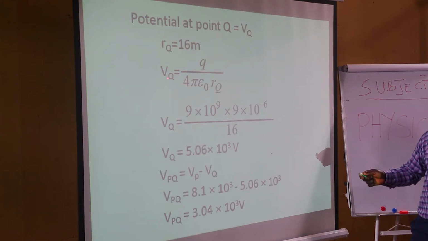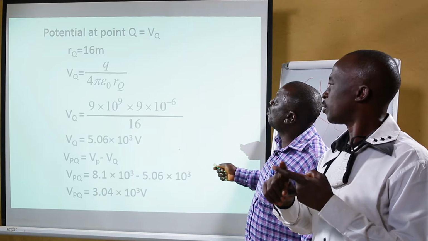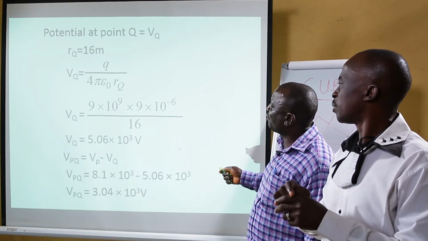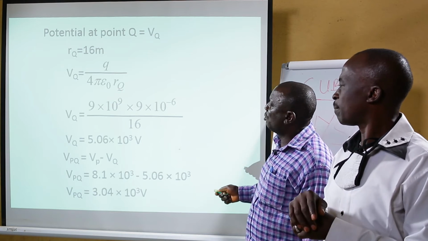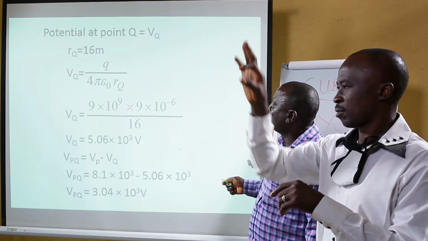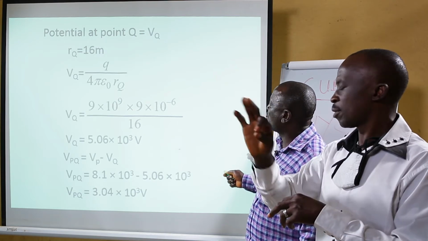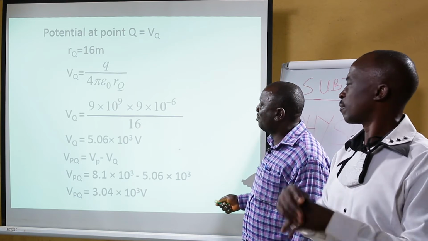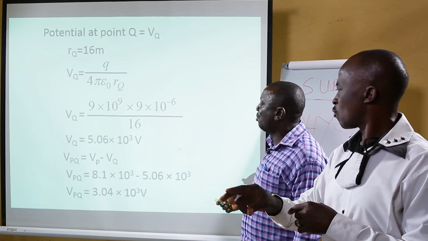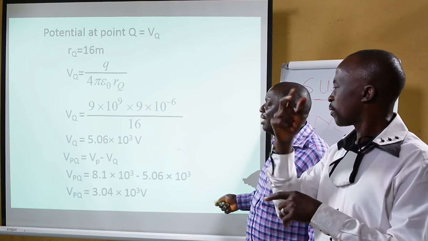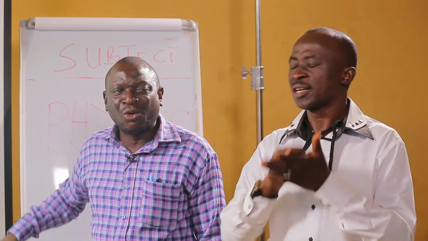So we have VQ equals small q over 4 pi epsilon naught R subscript Q. So VQ will be equals to 9 times 10 raised to power 9 times our charge, 9 times 10 raised to power minus 6 over 16. And that gives us VQ equals 5.06 times 10 to power 3 volts. That is the potential at point Q.